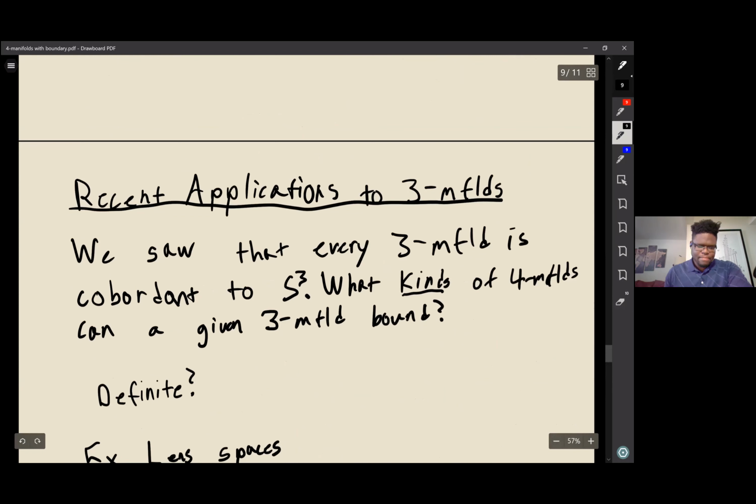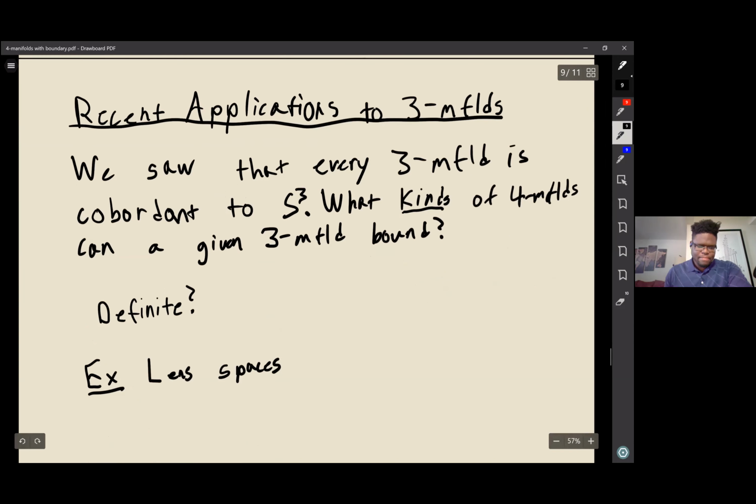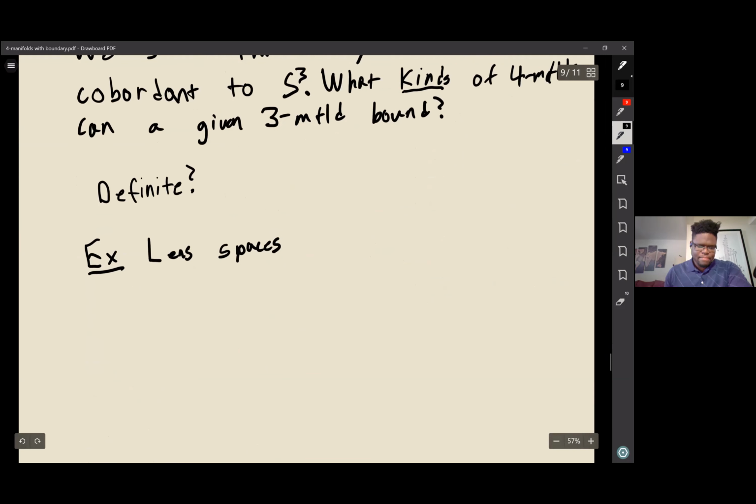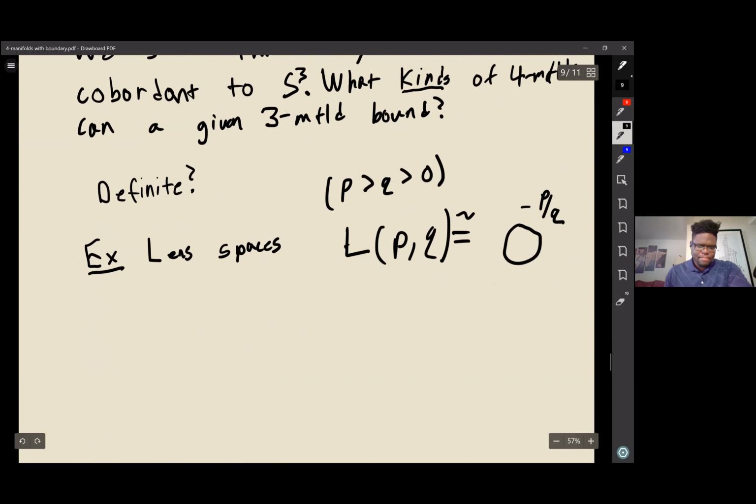Can a given three-manifold bound a definite four-manifold? There's a primary example for when that happens. Lens spaces bound these canonical definite four-manifolds. Remember that the lens space L(p,q), where we pick p bigger than q bigger than 0, is homeomorphic to minus p over q surgery on the unknot.